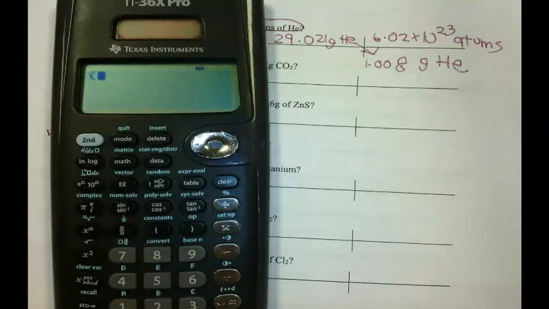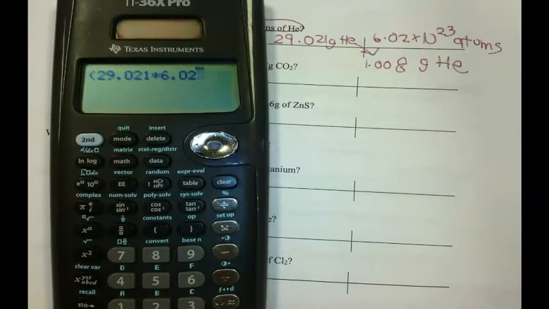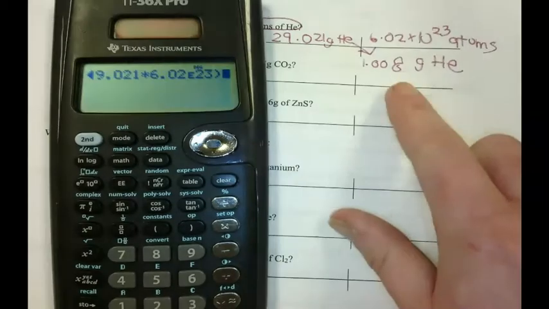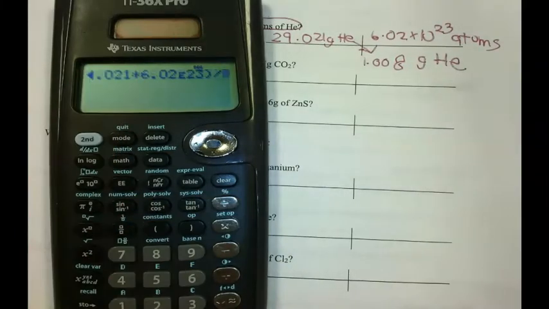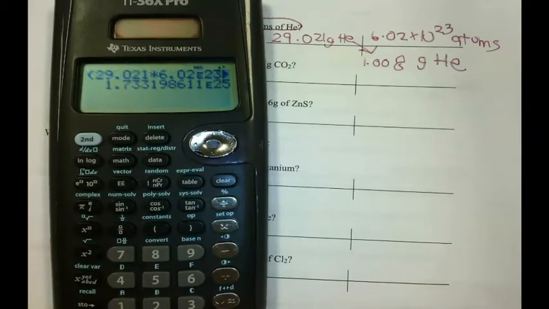So I'm going to use my parenthesis. I'm going to enter in 29.021 times 6.02. And now this, instead of the times 10, remember you can use your EE key, or on some calculators it might be second EE. And that represents the times 10. So I just need to put in the exponent, close your parenthesis, and then you divide by everything on the bottom multiplied. But because we only have one thing there, we can just say divided by 1.008. Enter. Okay.